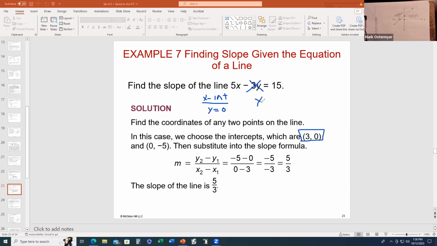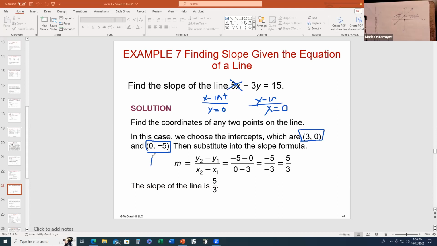To find the y-intercept, on the other hand, we set x equal to 0. Take 0, substitute it in for the x variable. And when you do that, this term drops out. And then you can solve the equation for y. By dividing both sides by -3, we get the y-intercept is 0, -5. We got 2 unique points. We should be able to put these into the slope formula to determine the slope of this line.